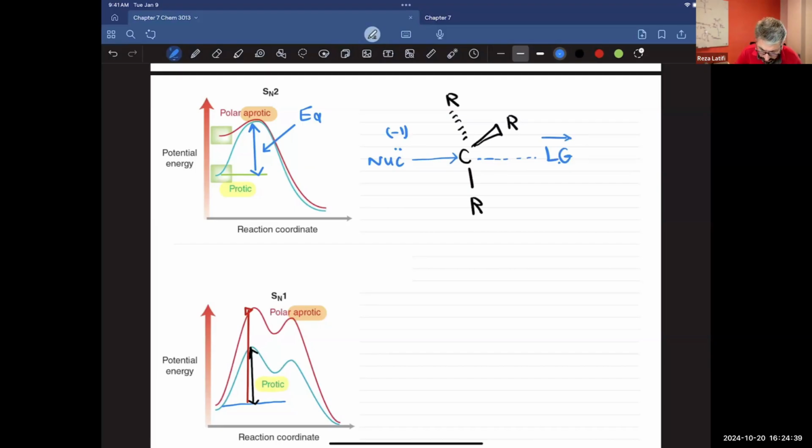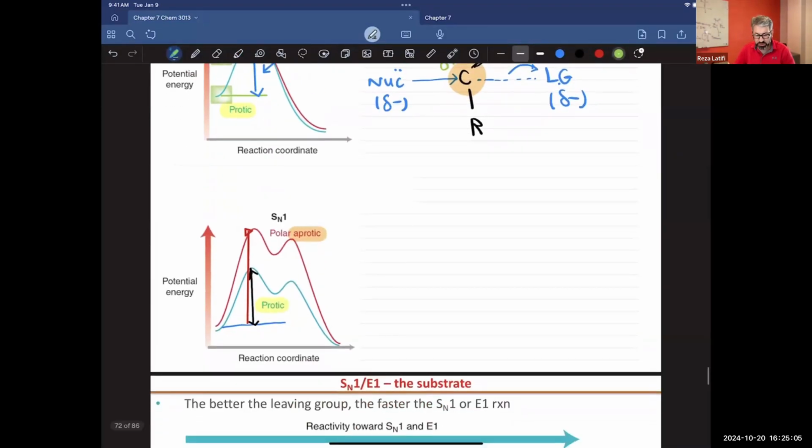So the nucleophile has a negative charge or partial negative charge. The leaving group is taking the electrons with it. It's taking those two electrons and it will leave. So this one also will have a negative charge. The question is, where is the positive charge? The positive charge is sitting on this carbon. The positive charge is hidden on carbon.